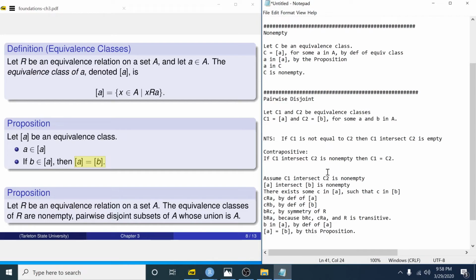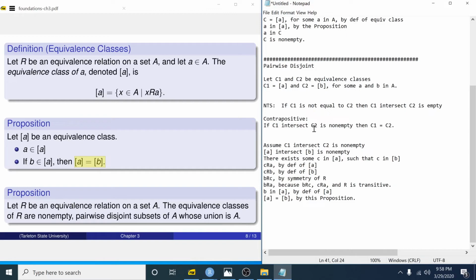Okay, so yeah, that's quite a long proof on that pairwise disjoint, but to kind of recap here, we took two completely arbitrary equivalence classes, C1 and C2. We know that C1 has to be equal to bracket A and C2 has to be equal to bracket B for some A and B in our domain A. And what we're trying to show is pairwise disjoint. Pairwise disjoint means that if you have two different objects, they don't intersect, right? So if C1 is not equal to C2, they don't intersect. That's what we're trying to show.